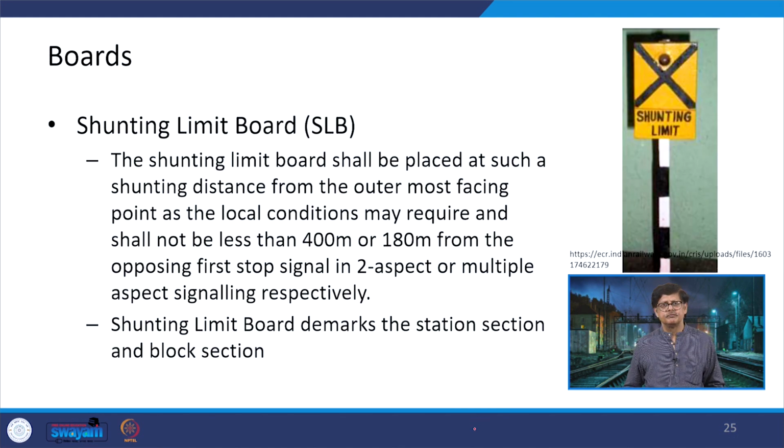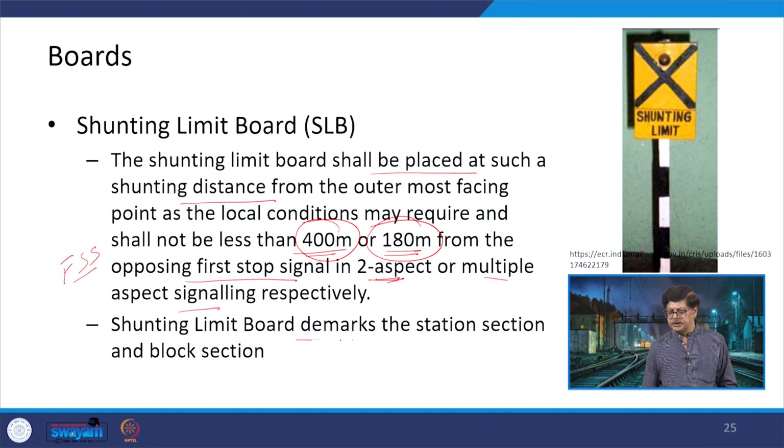Shunting limit boards. Now, shunting limit boards are placed at such shunting distances from the outermost facing point as the local conditions may require, and shall not be less than 400 meters or 180 meters from the opposing first stop signal. The first stop signal in short is also written as FSS. So, if you come across this terminology FSS, that means first stop signal. In two aspect signaling it is 400 meters, in the case of multi aspect it is 180 meters.